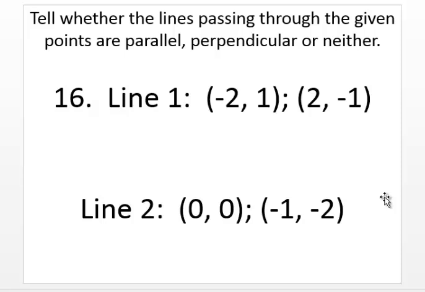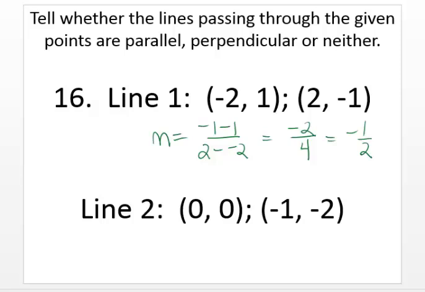The last type of problem is saying whether the lines are parallel, perpendicular, or neither, given two ordered pairs. So we'll have to find the slope on each one of these. So I'll do y minus y, negative 1 minus 1, over 2 minus negative 2. This gives me a solution of negative 2 over positive 4, which is negative 1/2.